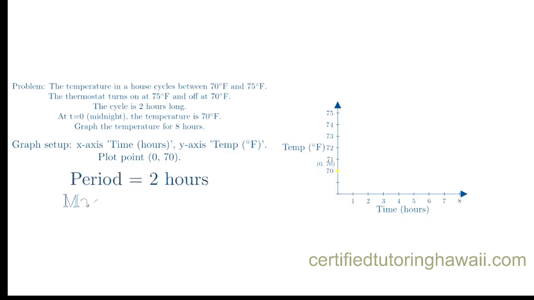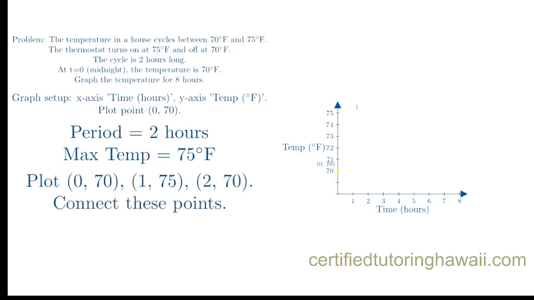Next, let's identify the period and maximum. The problem says the cycle is 2 hours long, and it goes from 70 to 75 degrees. The period is 2 hours, and the highest temperature is 75 degrees. Since the cycle is 2 hours long, the pattern from hour 0 to hour 2 will repeat for the entire 8 hours we need to graph.